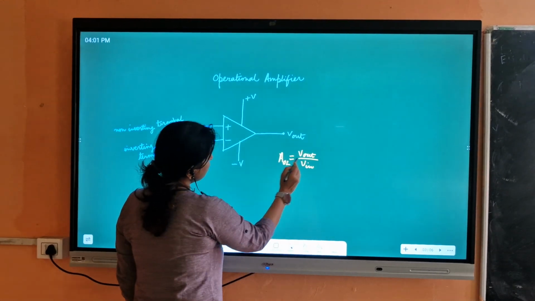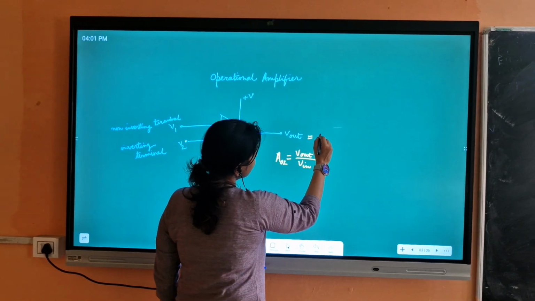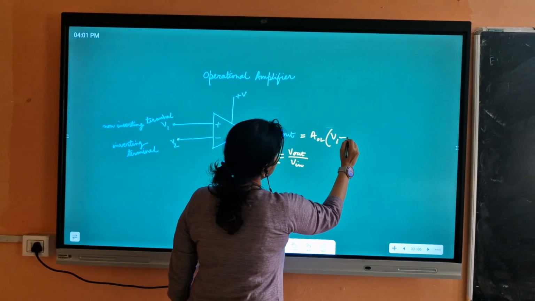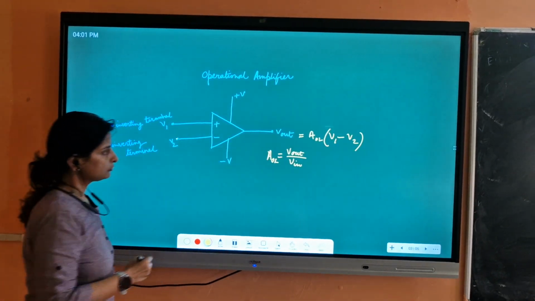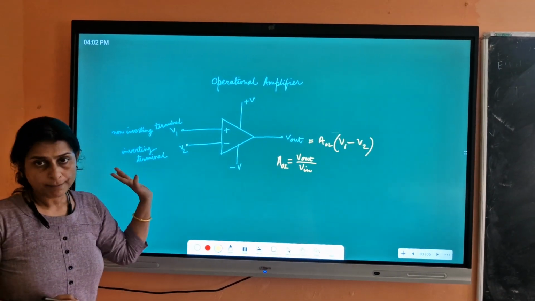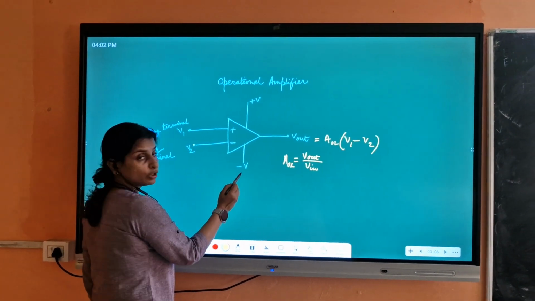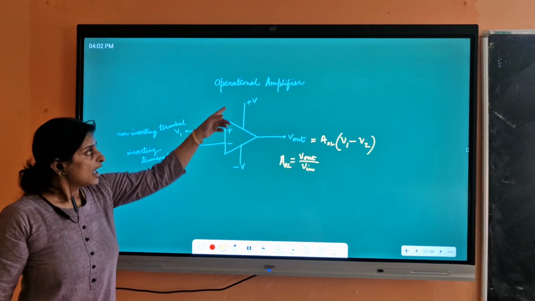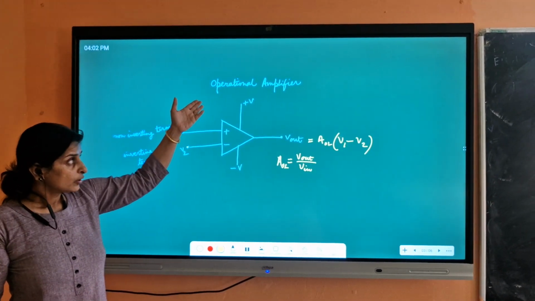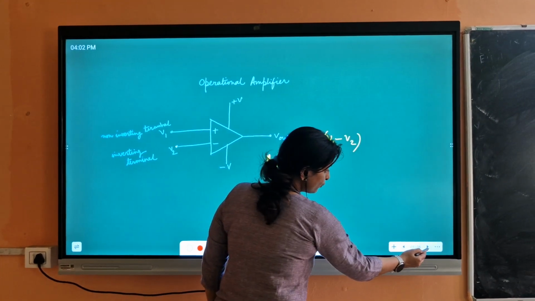Now if you apply voltage at both the terminals, then the output voltage will be given by the gain of the open loop amplifier times (V1 minus V2). Okay, so this is the output voltage we get for an open loop amplifier. Apart from that, we apply supply voltages plus VCC and minus VCC to the operational amplifier at pin number 4 and 7. That we will see when we move into the operational IC-741 pin configuration.